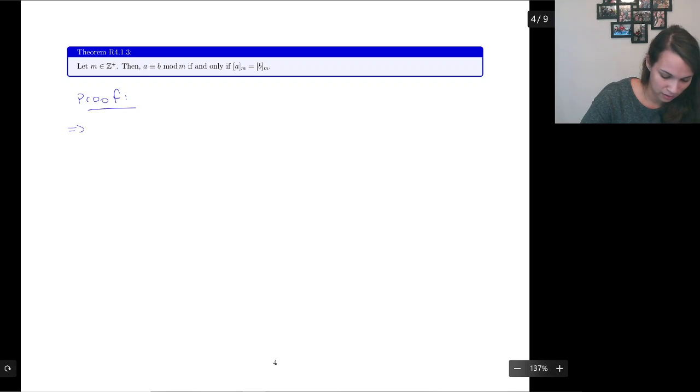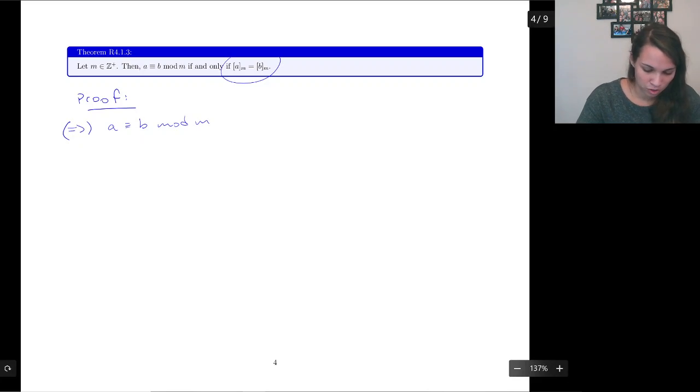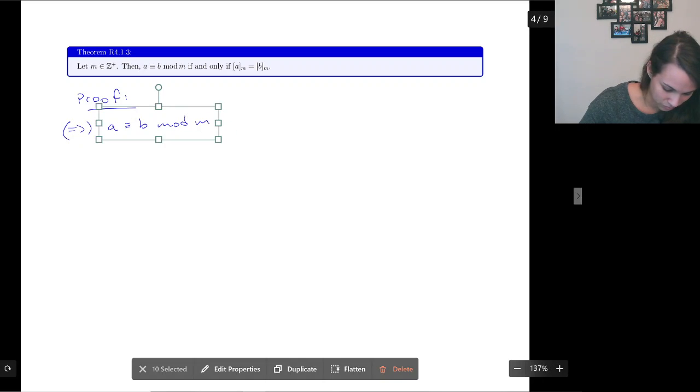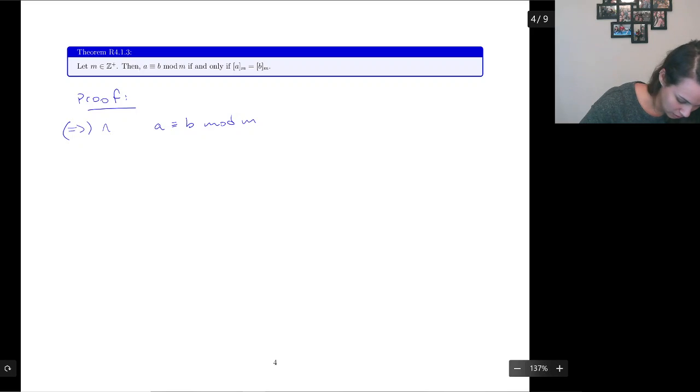We're going to say, if we go forward like this, that means we're going to assume A is congruent to B mod M. And then we're going to work towards these sets being equal to each other. I said the word sets, that means we're going to start doing some element chasing. So we're going to assume this fact, and we're going to let C be an element of the congruence class A mod M.